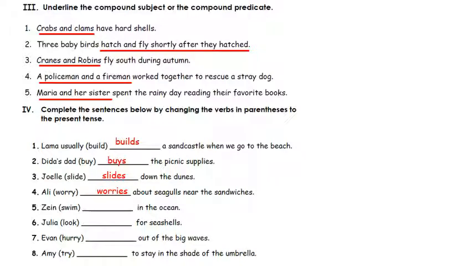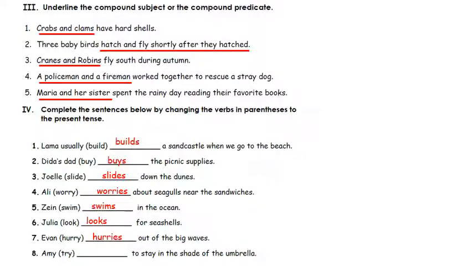5. Zain swim in the ocean. So Zain swims, we have to add s. Julia looks, Julia is singular, so I have to say looks, I add s. 7. Evan hurry out of the big waves. Evan hurry ends with y, and the y is preceded with a consonant letter, and I have to add s here to the verb since Evan is singular, so I have to cross out the y and add ies.